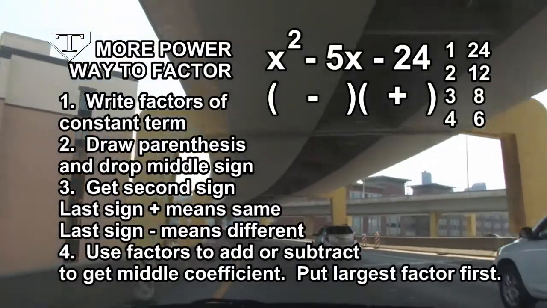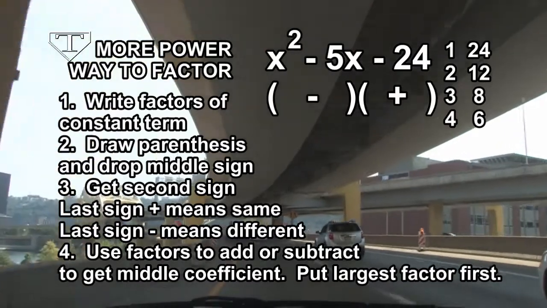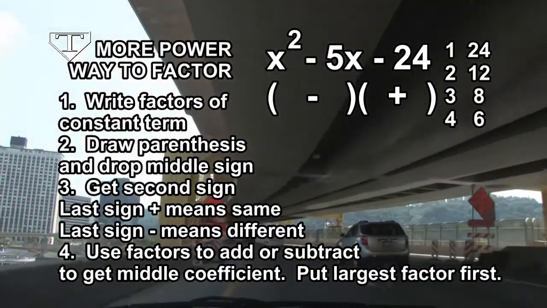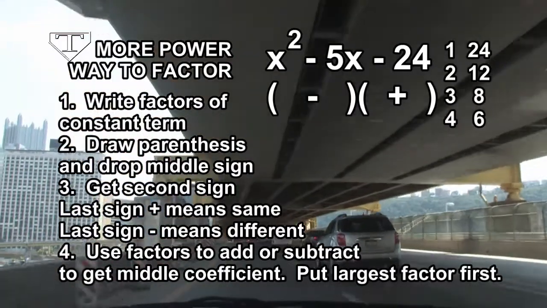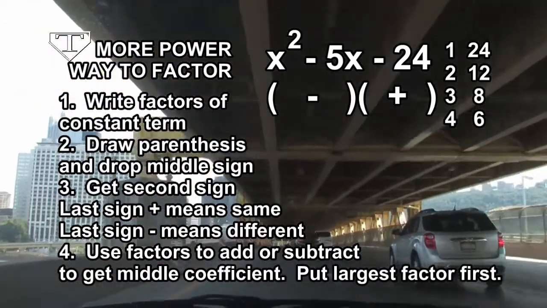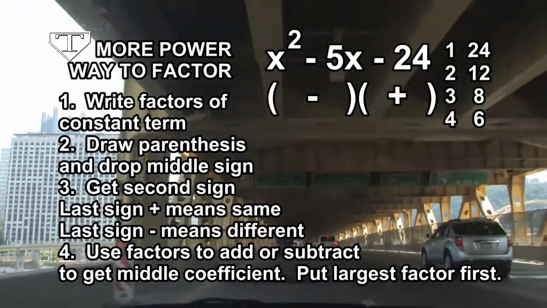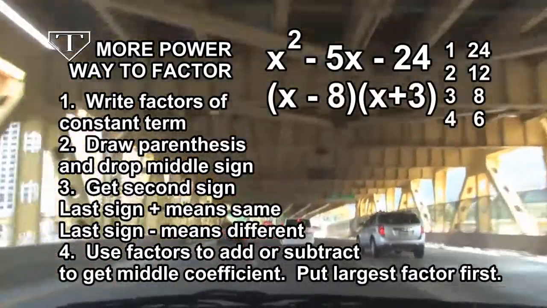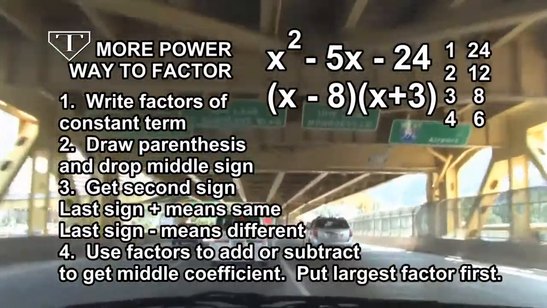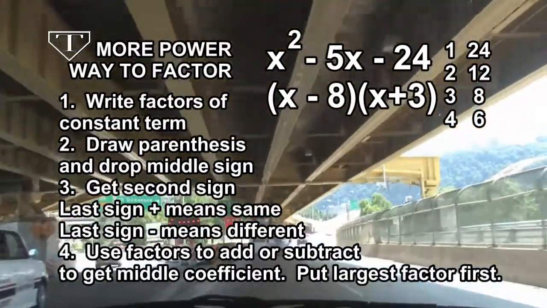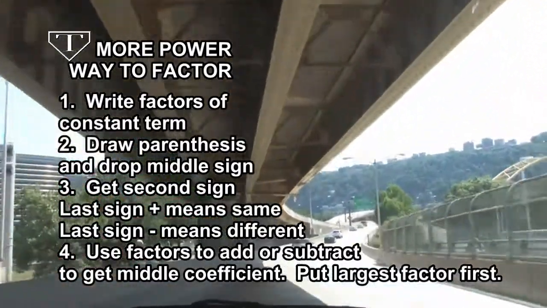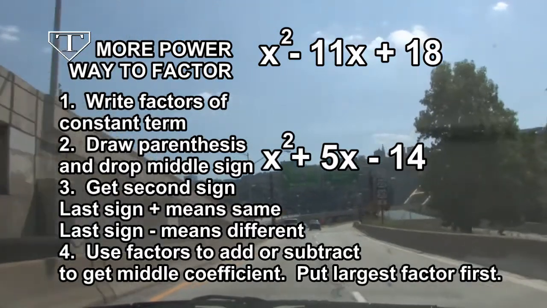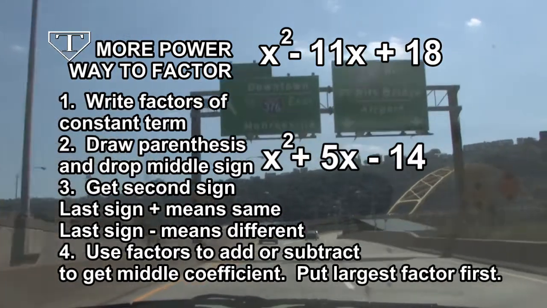Since our last sign is minus, the signs will be different, so our signs will be minus and plus. Since the last sign's minus, we'll do step 4 and subtract to get the middle term of 5. 8 and 3 are the multiples of 24 that subtract and give us 5. That means the answer would be x minus 8 times x plus 3. Now it's your turn. See if you can factor x squared minus 11x plus 18 and x squared plus 5x minus 14.